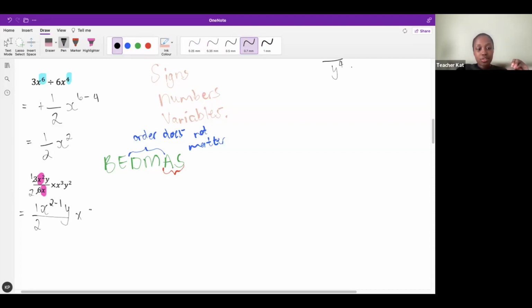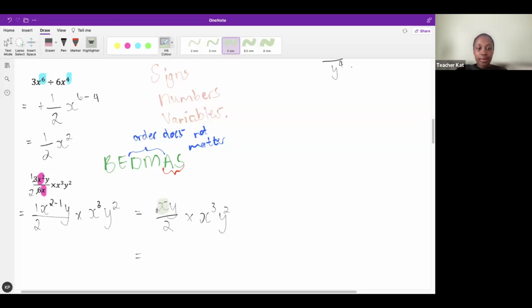So I'm going to write the rest of my sum, which you guys should do too. Equals, so this is going to be x, 2 minus 1 is just 1. So it'll be x, y over 2 times x cubed y squared. Now, who remembers what we said about multiplying with the same base? If you multiply and they have the same base, what happens to the exponents? What do we do with my exponents? Thank you. Or finally, we add them.